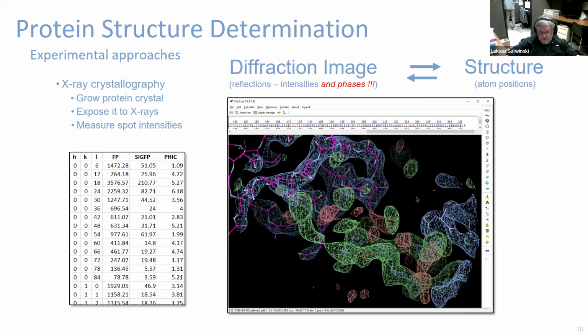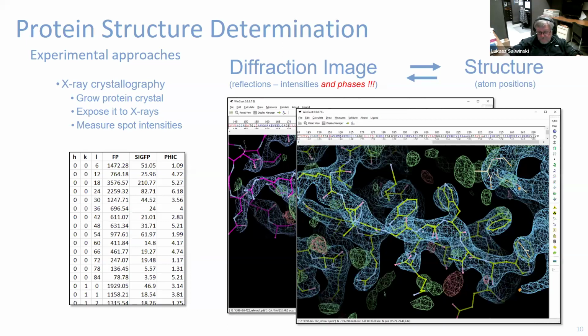We can then use those differences to place an improved model of our protein there, and then once we've got this better model, we can recalculate the phases and get better phases from the model, and then those combined with the experimental data will get you actually the structure of the new protein that we're looking at.